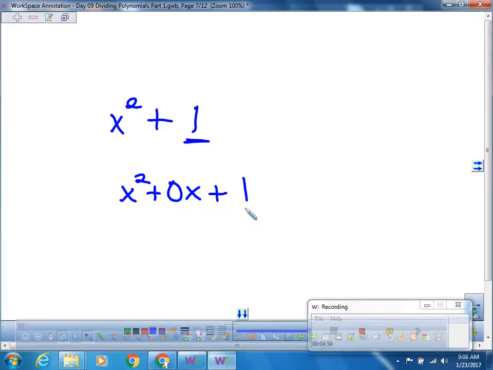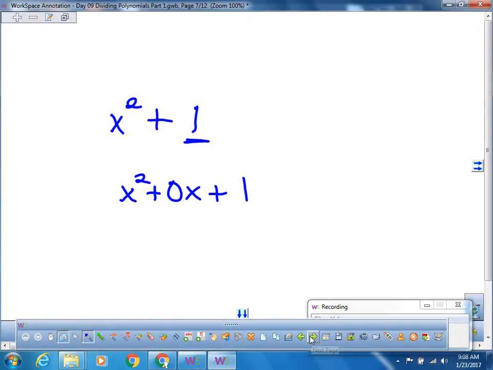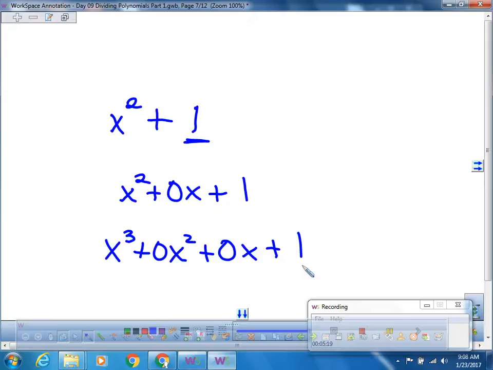So you have to take into account all of your place values. If it was x cubed, you would have x cubed plus 0x squared plus 0x plus 1, because x cubed is actually your thousandth place. That would be 1001.